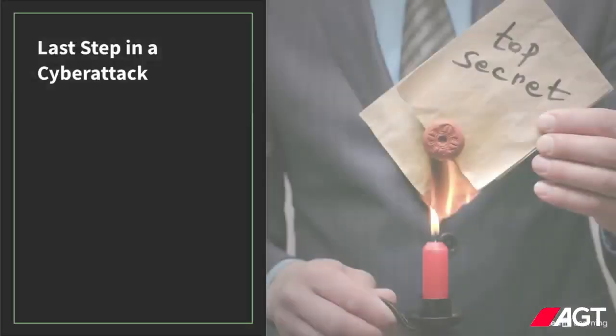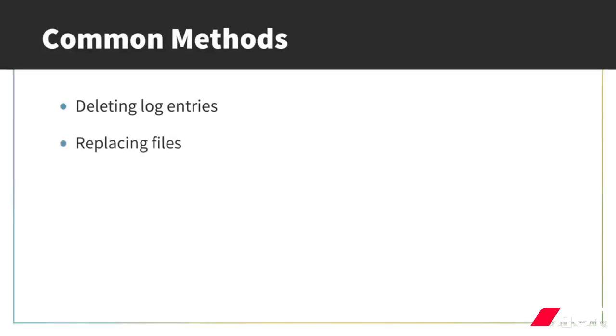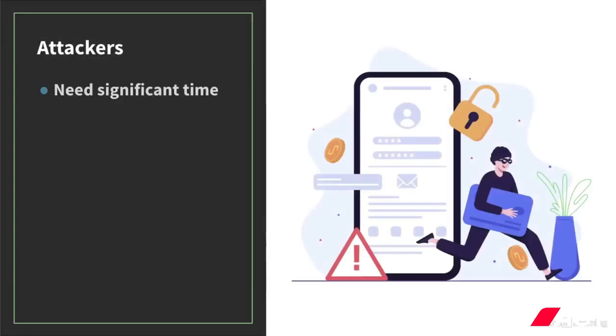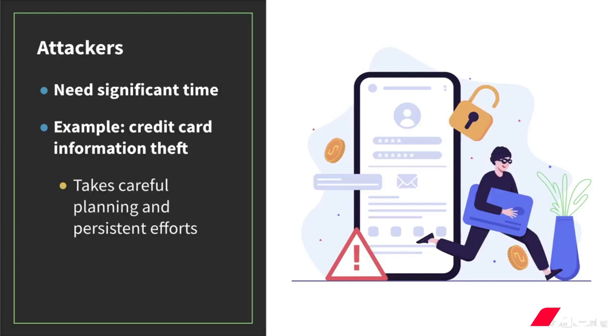In cybersecurity, we call anti-forensics techniques covering tracks. One of the last steps in a cyber attack is to hide all the traces of intrusion to avoid detection. Deleting log entries or replacing the files used for auditing with fabricated versions is a common method. Attackers need significant time to accomplish their ultimate goals. Let's say the goal is to steal credit card information. Unlike what is often depicted in movies, this cannot happen in 5 minutes. It takes careful planning and persistent efforts over days and months.